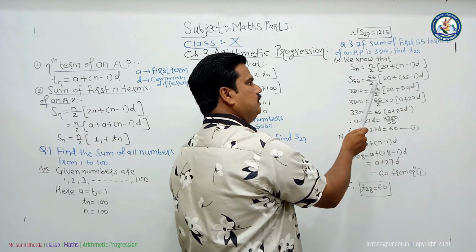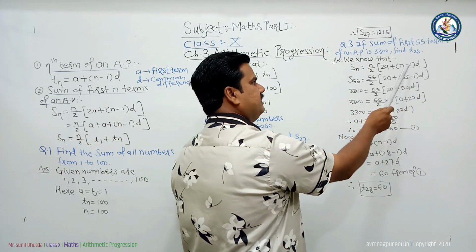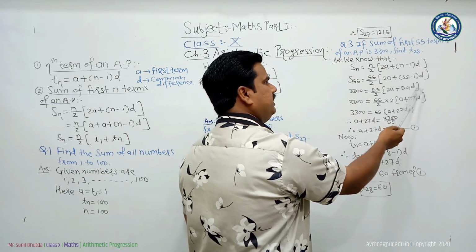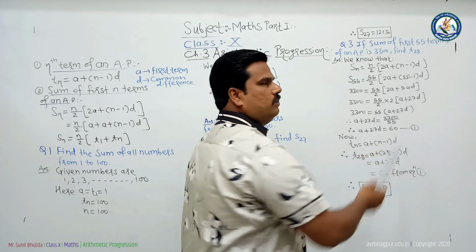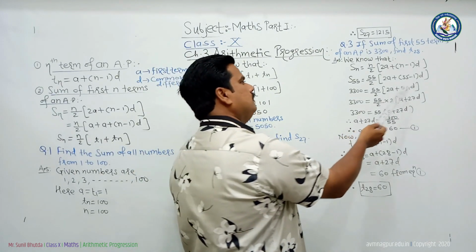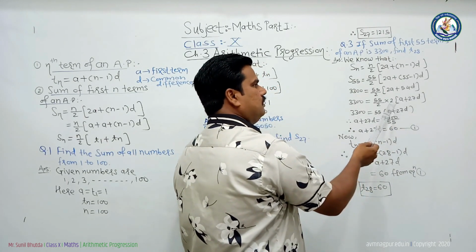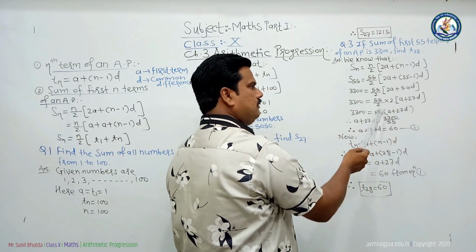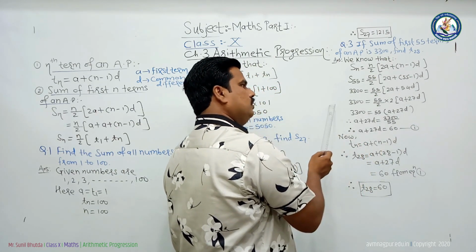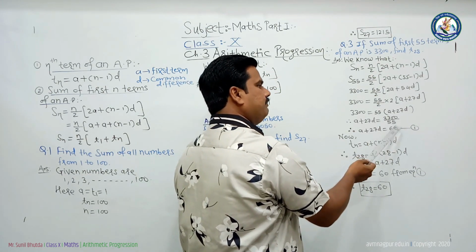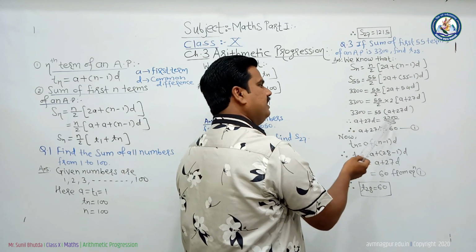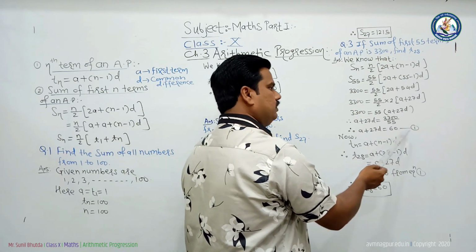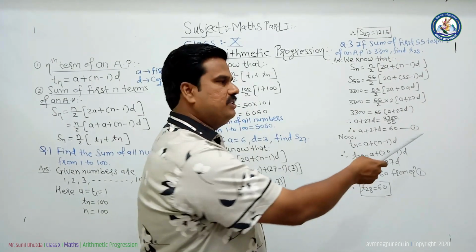Therefore, S55 will be equal to 55 upon 2 in bracket 2a plus n, again 55, 55 minus 1 will give 54d. In bracket, 2a plus 54d is there. Now take 2 as a common term. What will be the remaining term in the bracket? a plus 27d. 2 cancels out. Now transfer this 55 to the left hand side. It will become divide by 55, and 3300 divided by 55 is 60. Therefore a plus 27d will be equal to 60. Let this be our equation number 1.